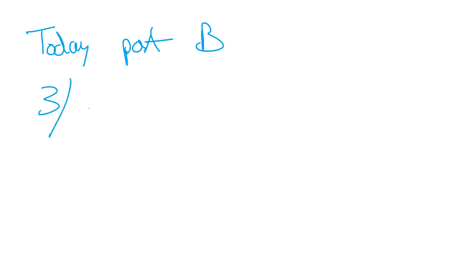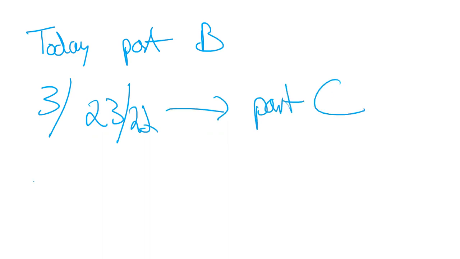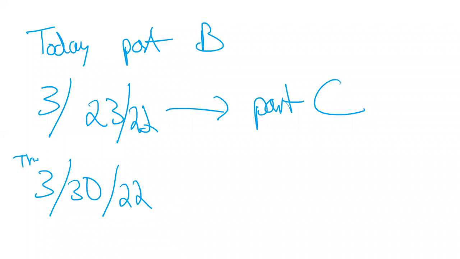This means today, part B, on 3/23/22, part C, and then on 3/30/22 should be the Thursday. These should be the Thursdays. And if they aren't, then I apologize in advance for my miscalculation.